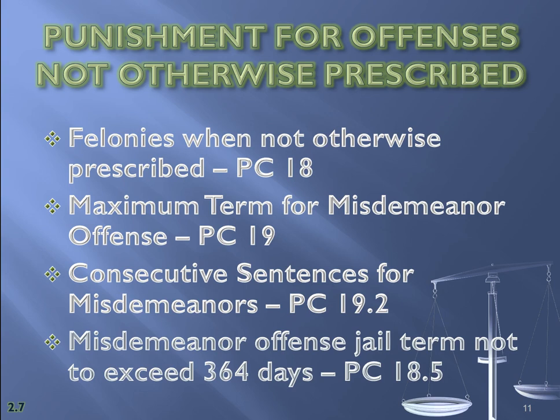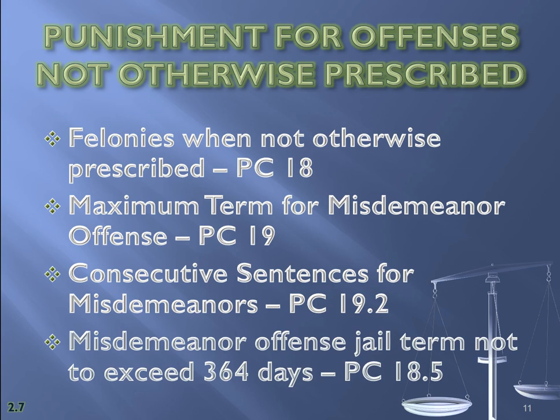There are a lot of things in here that talk about classifications of crimes. Here we have felonies when not otherwise prescribed, and the maximum term for a misdemeanor offense. So how long can somebody be sentenced for a misdemeanor? An example is Penal Code 19.2, so you could actually look it up. It says, except where a different punishment is prescribed for a misdemeanor, meaning something else is already written down there, it will be punishable by imprisonment in the county jail not exceeding 6 months, or a fine of $1,000, or both.